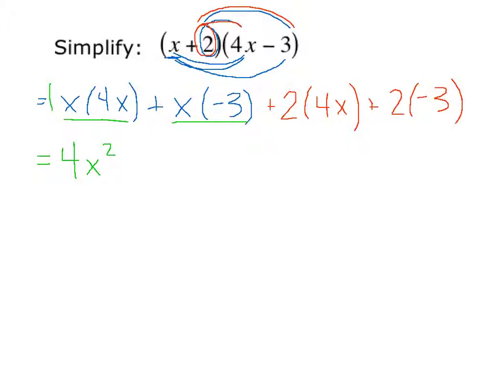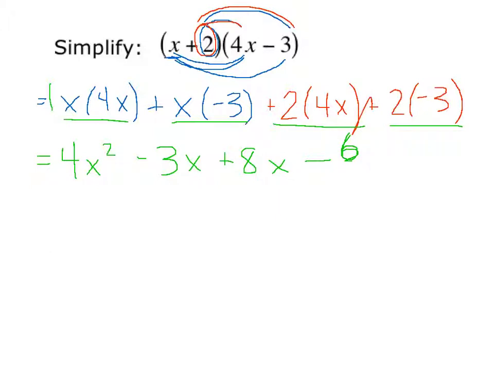Then in the second term, we have a negative 3 times x, which gives us negative 3x. In the third term, we have 2 times 4x, so multiplying those coefficients together, we get a positive 8x. And finally, we have 2 times a negative 3, which gives us negative 6.